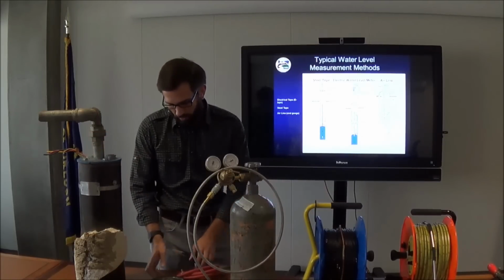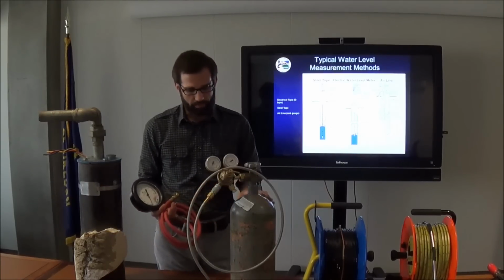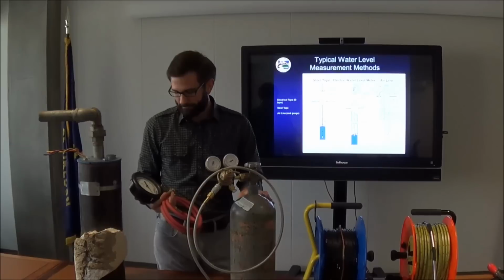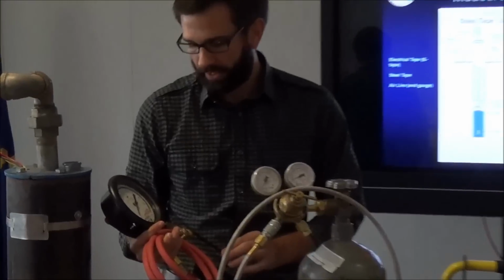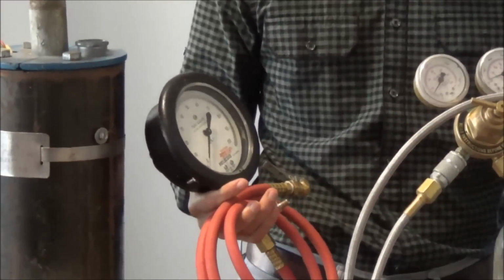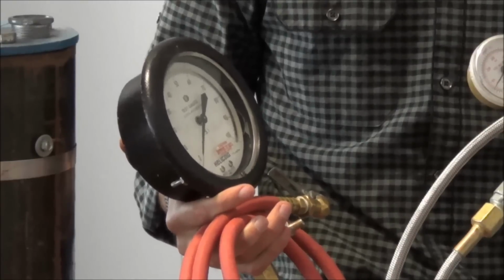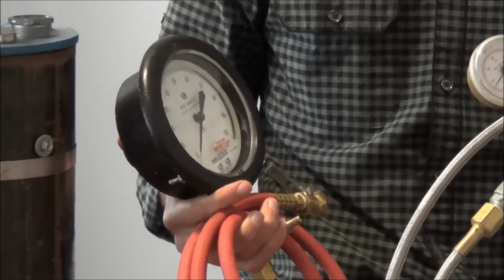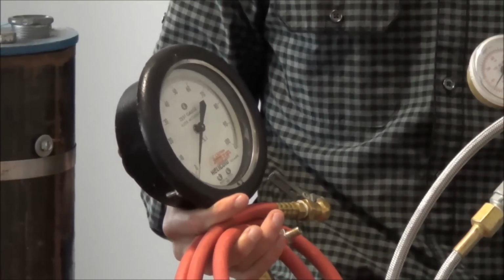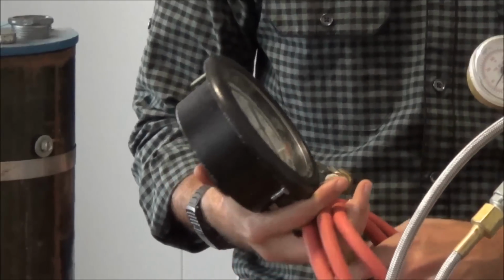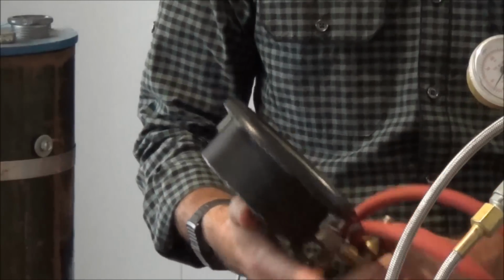Now the problem that we have is that the accuracy of these is not very good, because typically here's a 100 psi gauge, and its accuracy is only to half a psi, and half a psi is a little over 1 foot. So the resolution of our measurement is only to the nearest foot, and we typically like something that's about 1/100 of a foot, so it's kind of way off. But it works, to get a general idea of where the water level is.